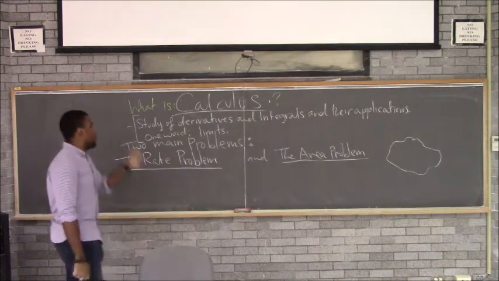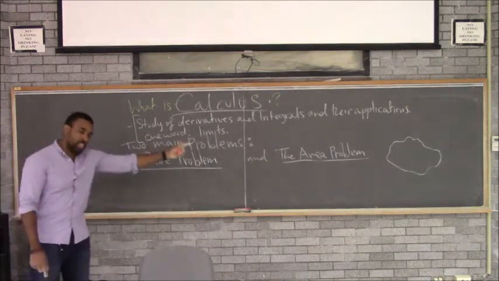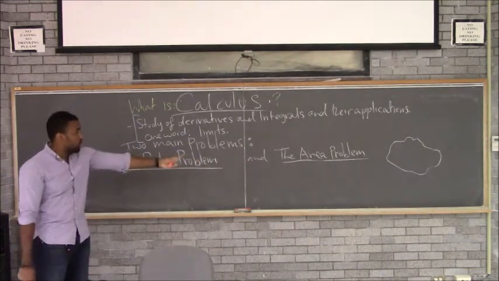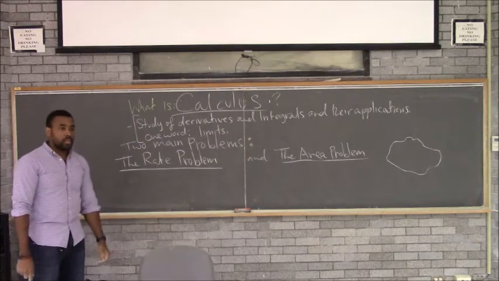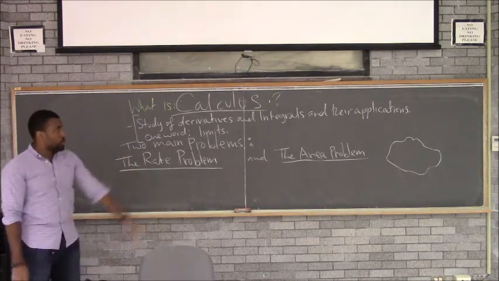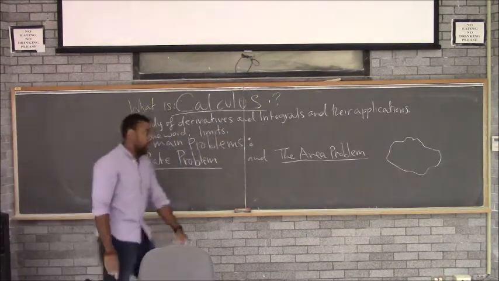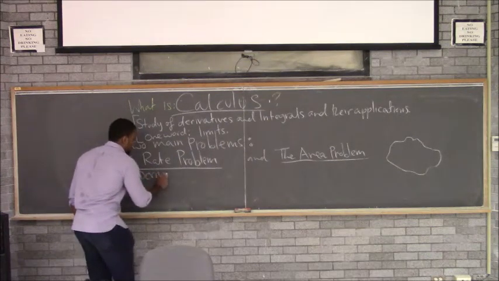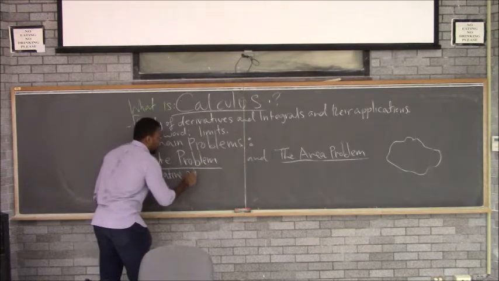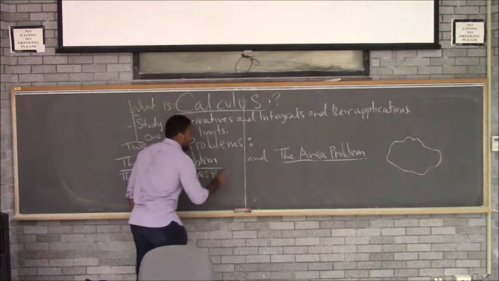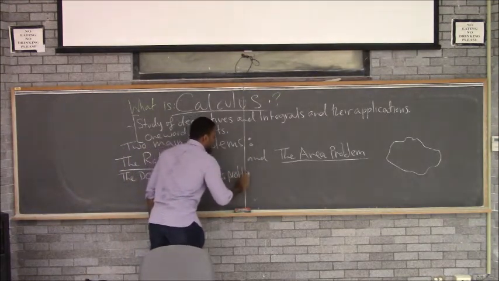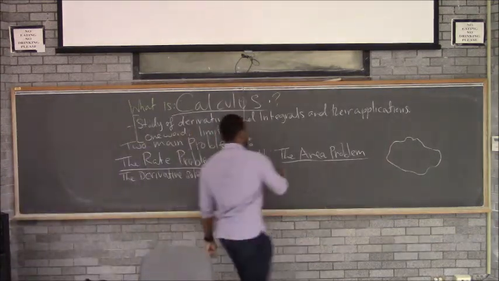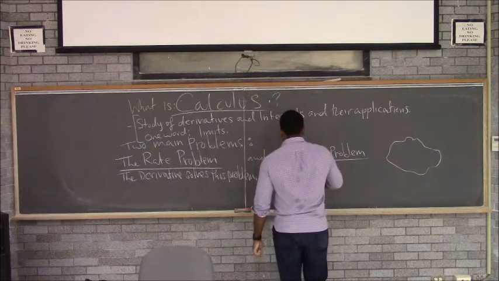Right? I want to know how fast things are moving, I want to know how much space they take up. This is the rate and the area problem. And these are the two problems that calculus solves. And how does calculus solve these two problems? Well, with derivatives and integrals. It turns out the derivative solves this problem. And the integral solves this problem.